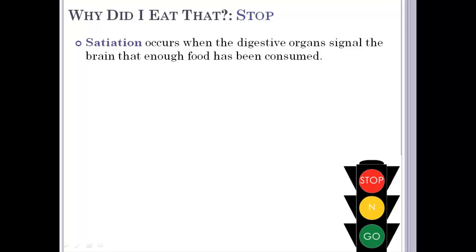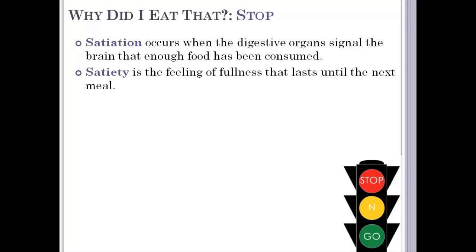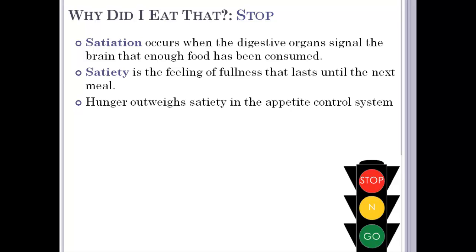satiation occurs, when the digestive organs signal the brain that enough food has been consumed. Right? So this is when your leptin kicks in. It says, I'm good, brain, I'm done, I've had enough food. And satiety is that feeling of fullness that you get that lasts you until your next meal. But hunger always outweighs satiety in the appetite control system. So even if you think you've had enough, if your body senses that it needs more, it's going to let your brain know, and you're going to want to eat again fairly quickly.